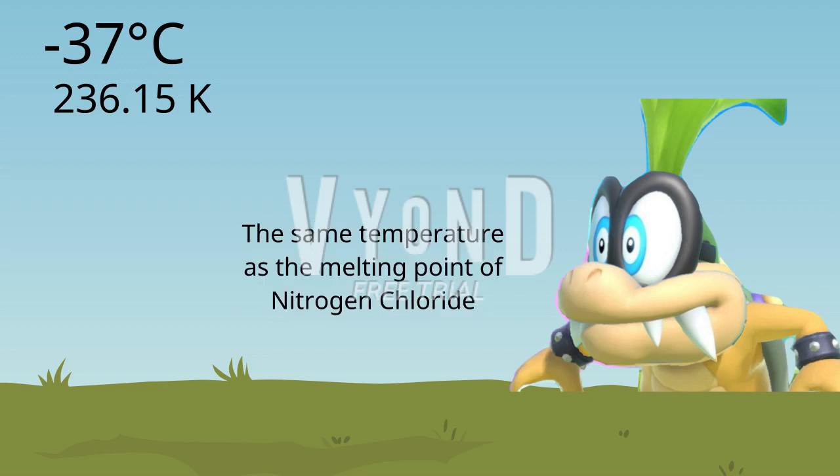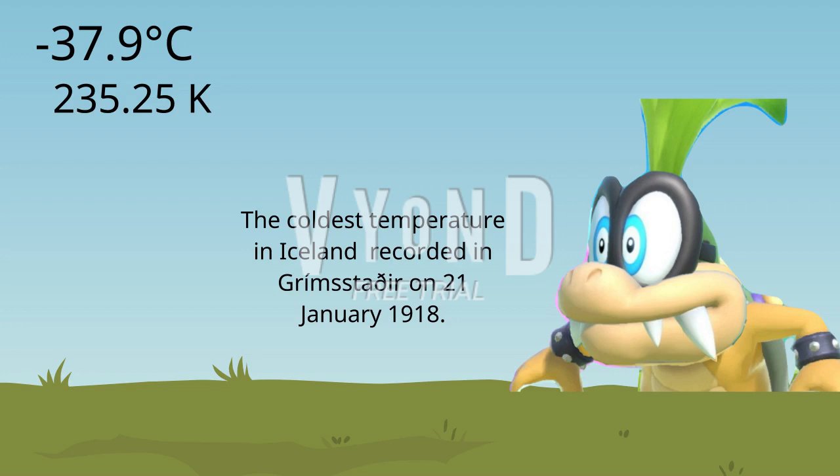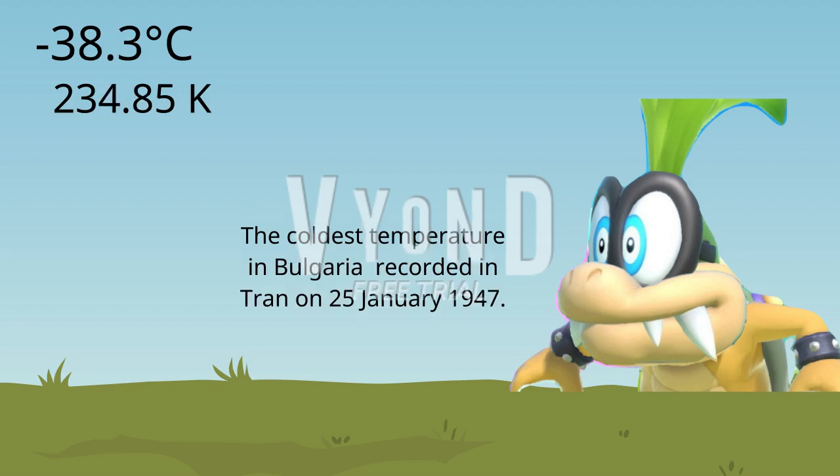The same temperature as the melting point of nitrogen chloride, a compound containing 1 nitrogen and 3 chlorine atoms. The coldest temperature in Iceland is -37.9 degrees Celsius, or 235.25 Kelvin, recorded in Grimstother on the 21st of January 1918. The coldest temperature in Bulgaria is -38.3 degrees Celsius, or 234.85 Kelvin, recorded in Trun on the 25th of January 1947.